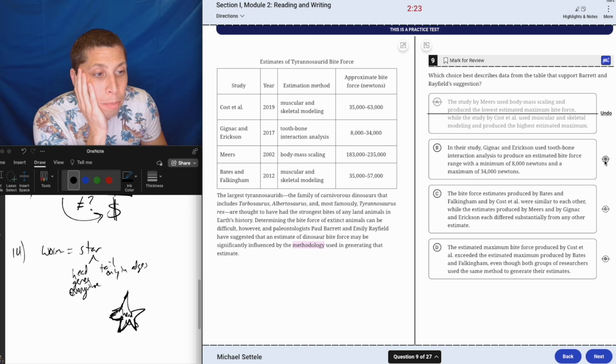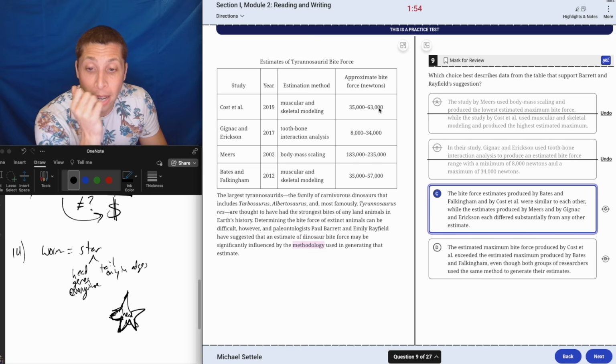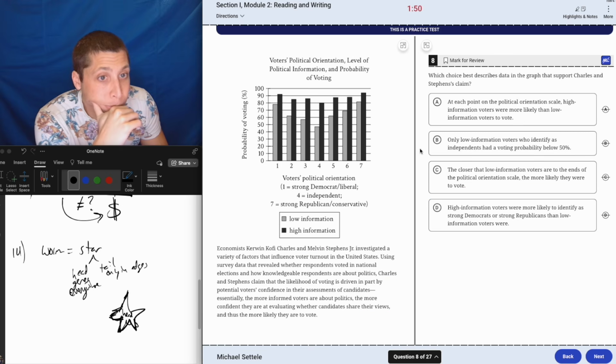Okay, yes, but I need to compare. Bite force estimates produced by Bates and Falkingham were similar. Yeah. Well, the estimates produced by Mears and Gignac and Erickson each differed substantially because they're using different methods. Maybe estimated maximum bite force produced by Cost et al. exceeded the estimated maximum produced by Bates, even though both groups of research is the same. But we're trying to support that, so we want to say that the methodology influences it. So this is contrasting different methodologies. All right, 8. Which was okay?